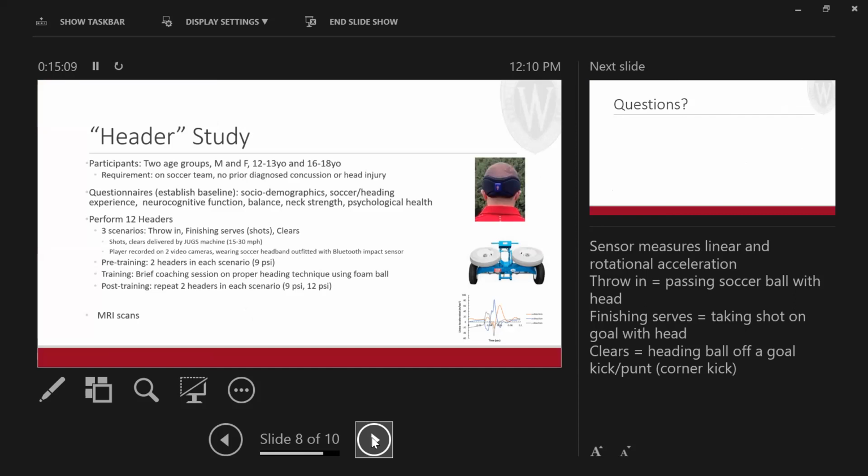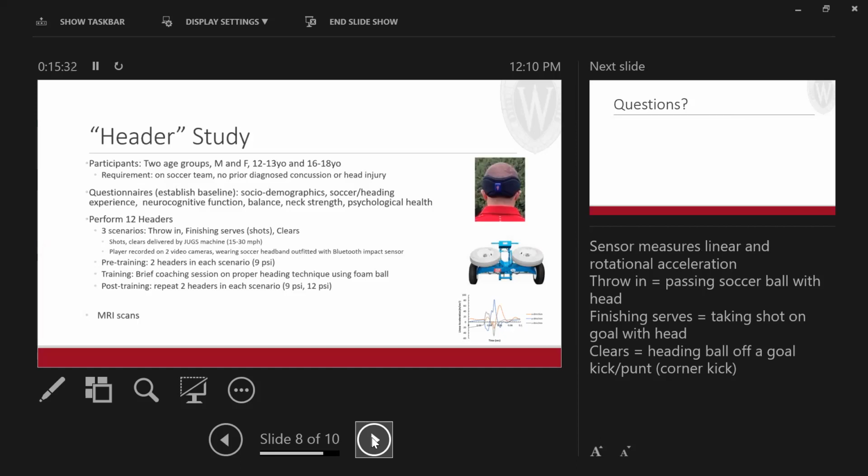Dr. Tripathi and Carlson are going to share with you some of the data from this header study where we took a younger-ish group, 12 to 13-year-olds, and an older-ish group, 16 to 18. We shot soccer balls at their head with the jug machines at relatively low speeds. I looked at what was in the literature and we took like 50% or less of the speeds reported in the literature.